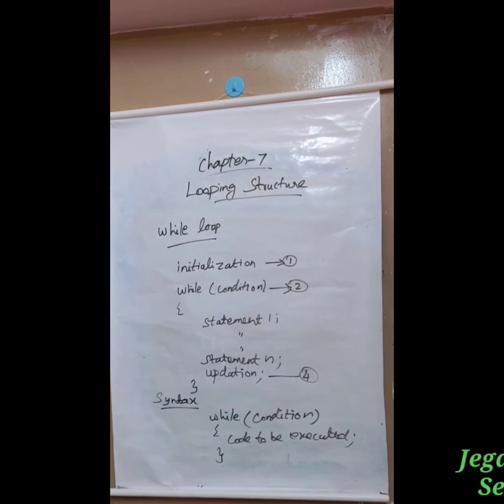While loop. The while loop executes a block of code as long as the condition specified in the while loop statement evaluates true. So it checks the condition until the condition becomes false. It processes again and again.